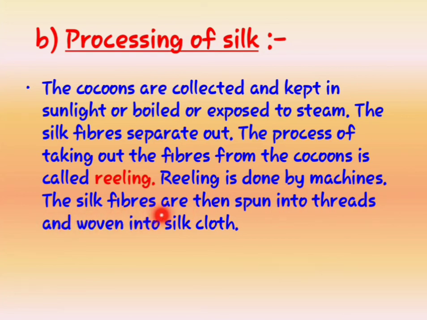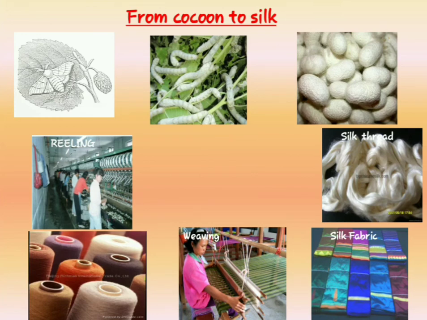The silk fibers are then spun into threads and woven into silk cloth. So thread, and silk cloth. See here, from cocoon to silk: egg, larva, cocoon, and from the cocoon, what is there? Silk thread. After reeling, we will get silk thread. So this is reeling. See, this is the machine used for reeling.